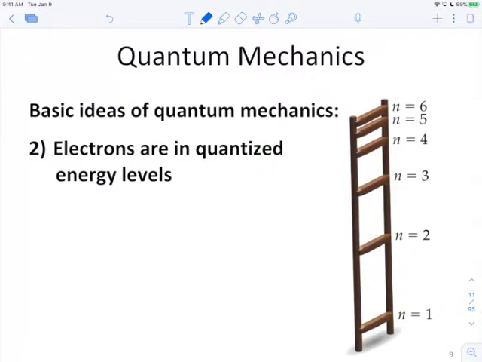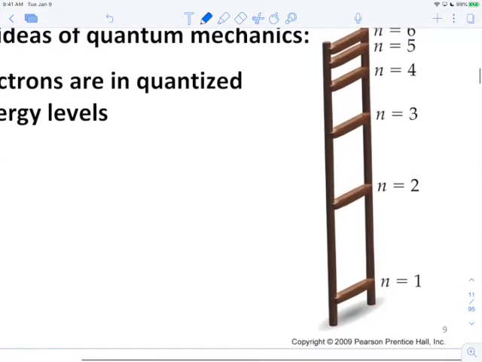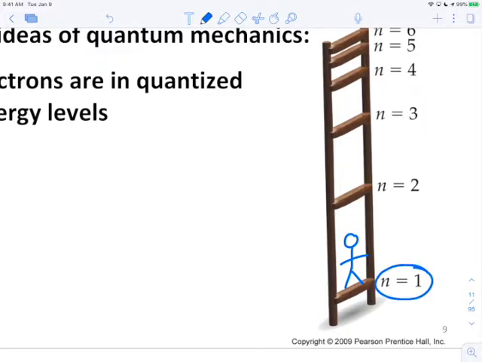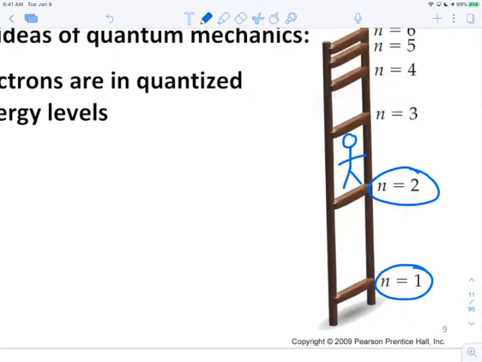So here we have a ladder, and I like to think of quantum chemistry and quantum in general as climbing the ladder. So I'm going to do a really bad job of drawing a person on this ladder. There's my stick figure person, and that person can be at n equals 1, which we're going to call the first rung of the ladder. However, they can, in this case, jump to n equals 2 and beyond, the second rung of the ladder.